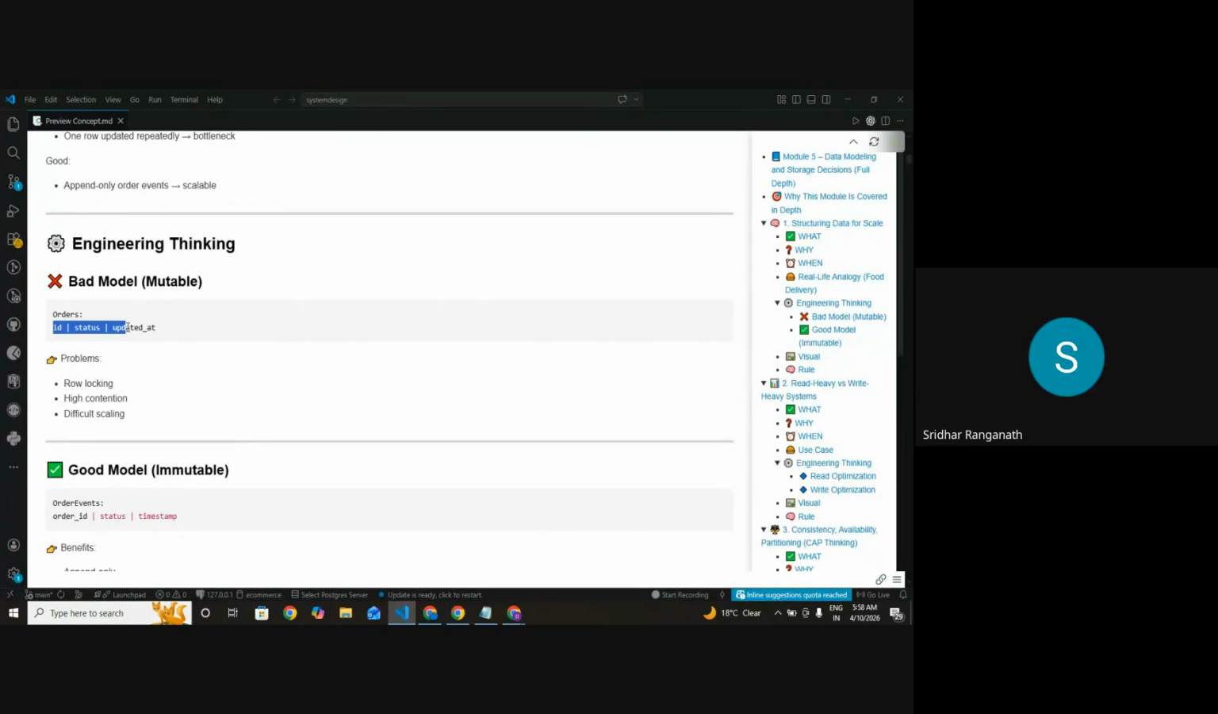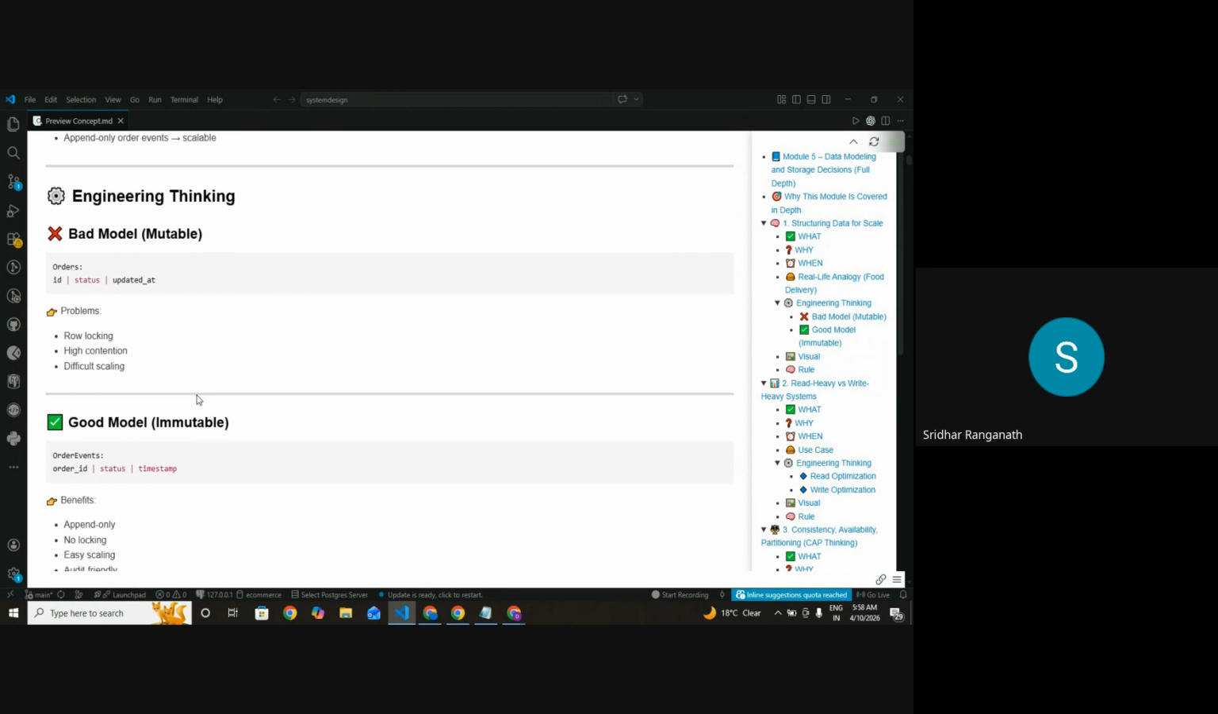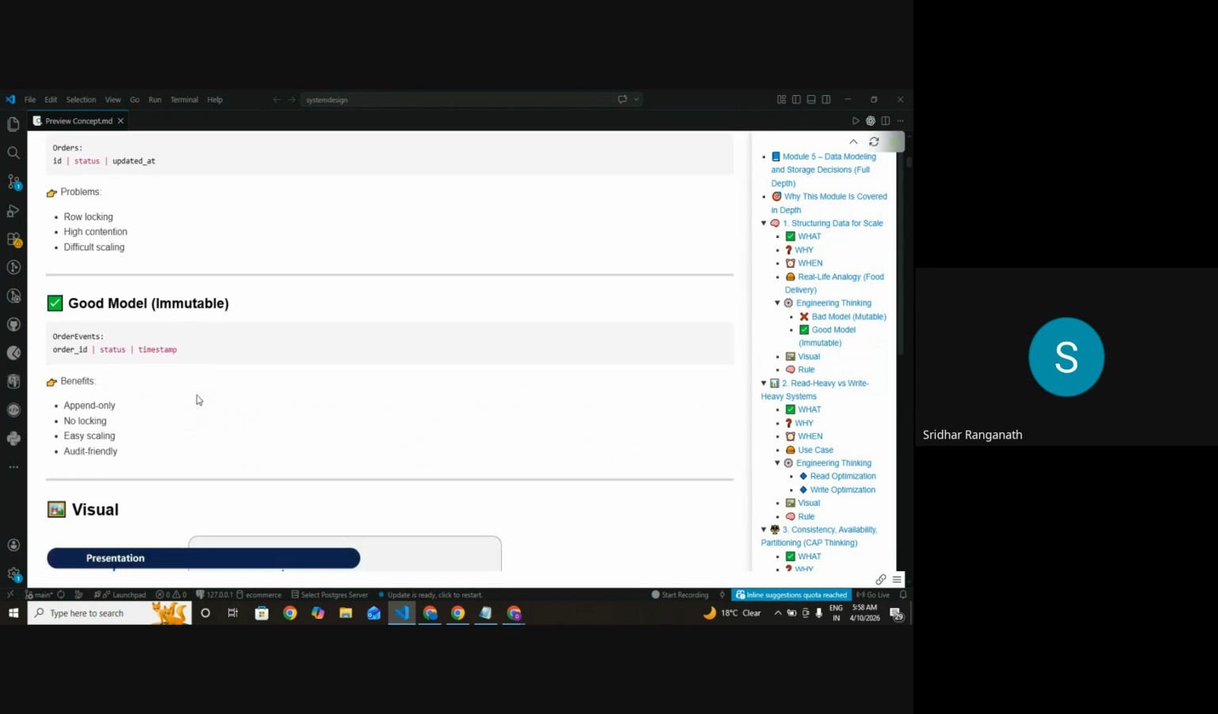Like this: the orders table with ID, status, updated at is the problem. Row locking, then high contention, difficult to scale. Good modeling is immutable: order ID, status, and then timestamp. So it's append-only, I'm only adding here. Then no locking, easy scaling, audit friendly.